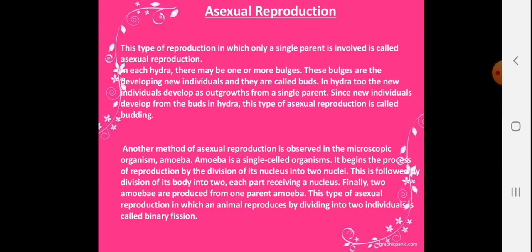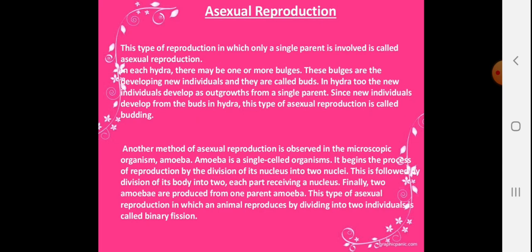In each hydra there may be one or more bulges. These bulges are developing new individuals and they are called buds, B-U-D, buds. In hydra, the new individual develops as an outgrowth from the single parent. Since the new individual develops from the bud in the hydra, this type of asexual reproduction is called budding.